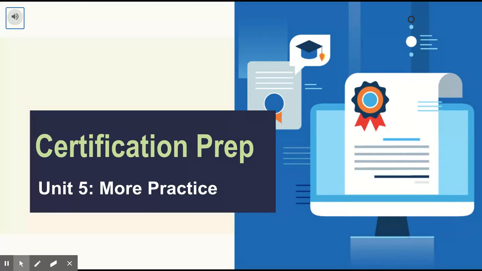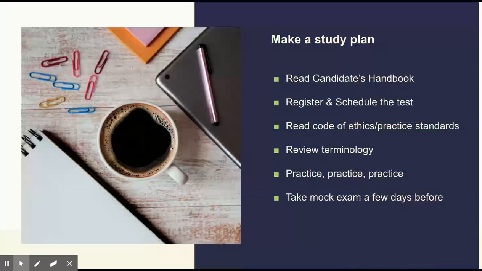And today the topic is practice, practice, and practice. Now, probably there's still some time till your scheduled exam. And what you can do to use your time more efficiently is to make a study plan. It can contain the following items.